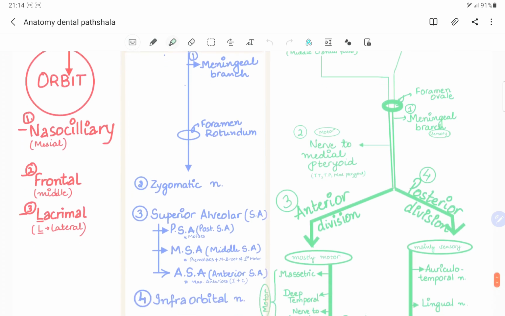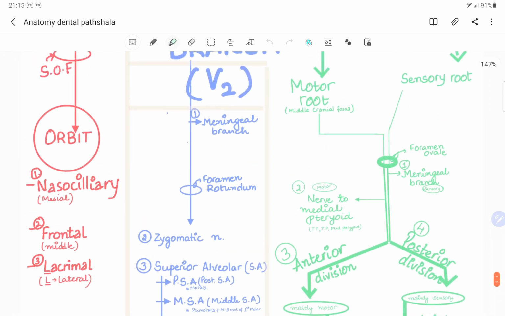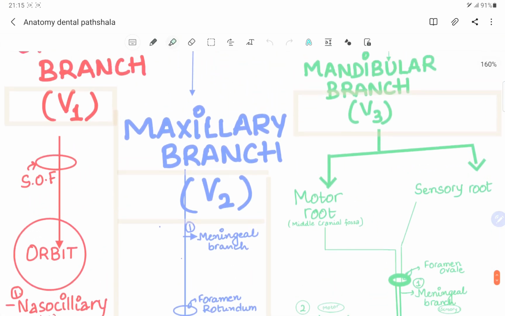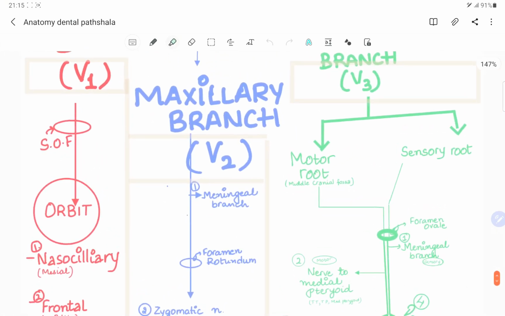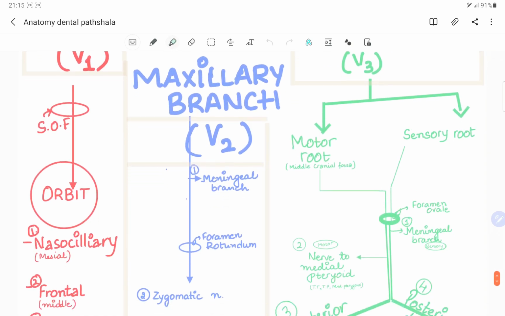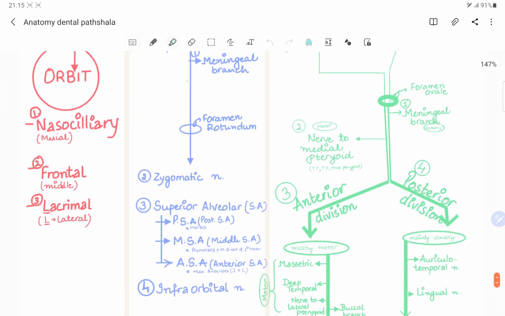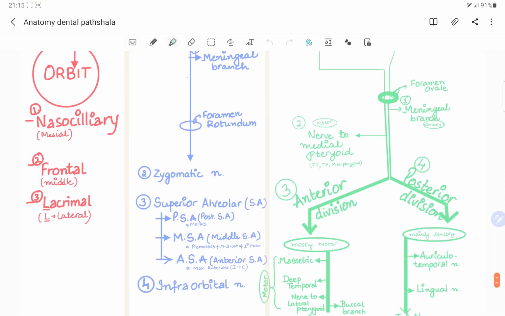branches: the nasociliary, which is the mesial most; the frontal branch, the middle most; and the lacrimal branch, the lateral most. The nasociliary branch gives rise to the posterior ethmoidal and anterior ethmoidal. The frontal branch gives rise to infraorbital. The lacrimal, the lateral most, supplies the lacrimal gland. Then we have the maxillary branch, which is the second branch of the trigeminal nerve. Before passing through the foramen rotundum, it gives off the meningeal branch. Then it gives off the zygomatic nerve.